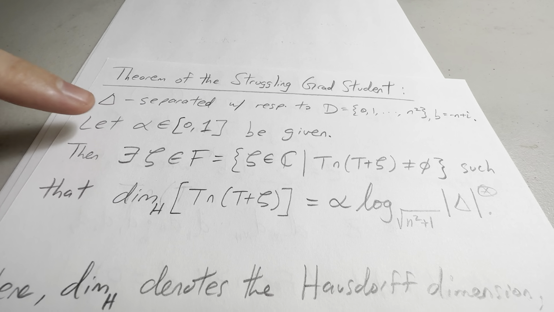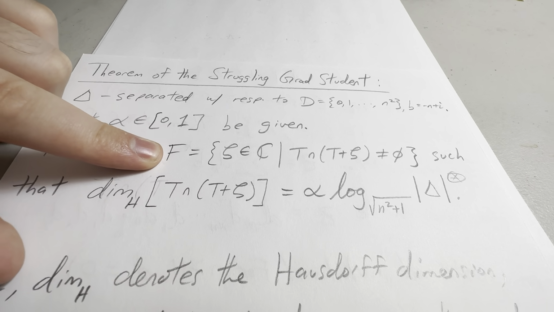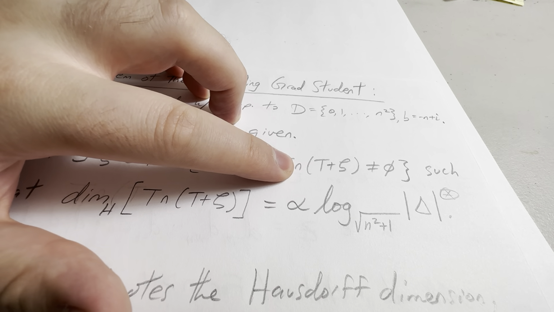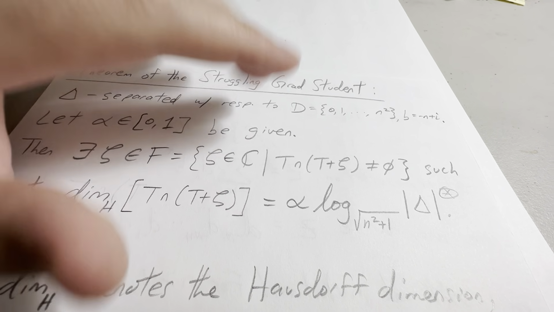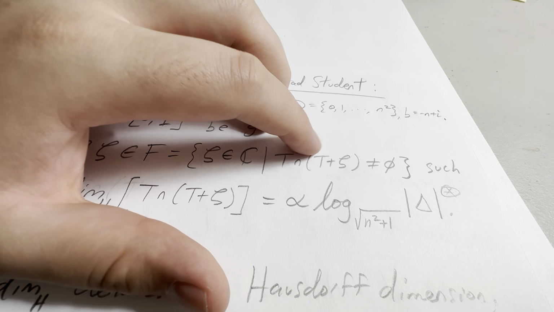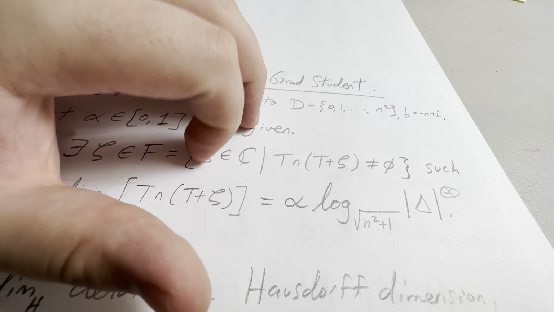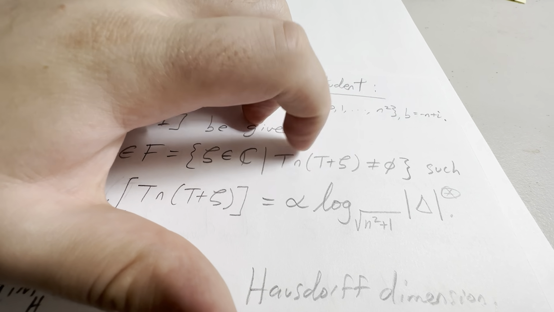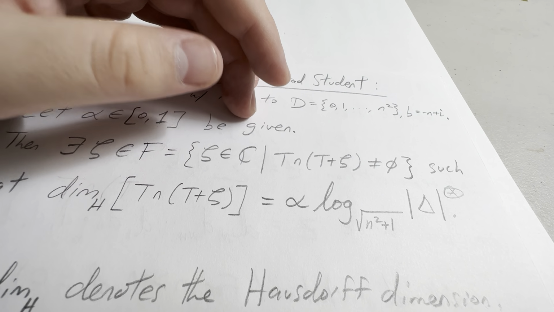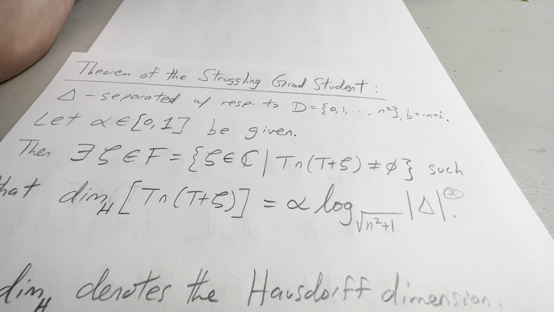And the theorem says that you can find a zeta in this set F, where F is the set of all zeta such that T intersected with its translate. So remember how we defined T on the previous page. You have T, you have a translation of T, and then you intersect the two. So you see where these two sets overlap, and you choose a zeta in the set such that this intersection is not empty. So you're picking, for lack of a better term, a translation vector. You can think of zeta as a vector in this case.